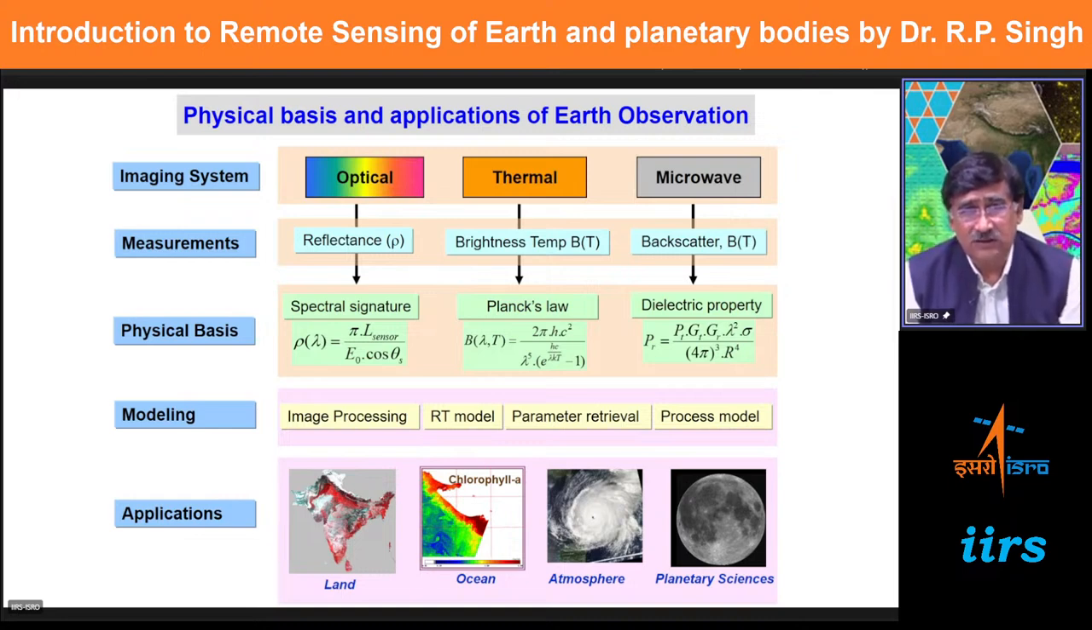or if we have an active sensor, we get the backscattering coefficient. Now, depending upon whatever measurement we do of reflectance, brightness temperature, or backscattering coefficient, we use some radiative transfer modeling and image processing techniques to know about the various properties of land, ocean, atmosphere, and the planetary bodies.